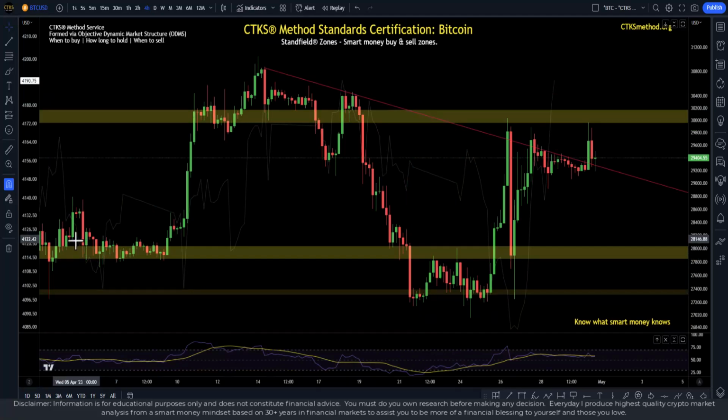Zooming out, you can see smart money buy areas and smart money sell areas, and these are not formed from recent indicative price. They're formed from the totality of price history.